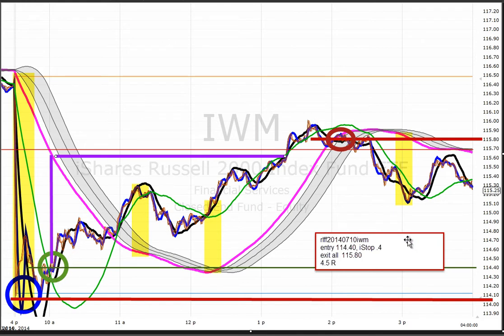So an entry here at 114.40, 40-cent stop below the low of the day. Never seriously threatened. And then again, same exit point as we did in XIV when the price ribbon crosses back over the 270. That feels like that's all there is.